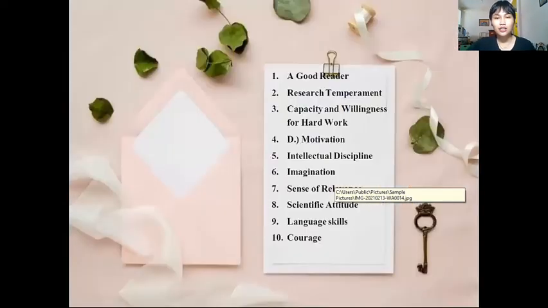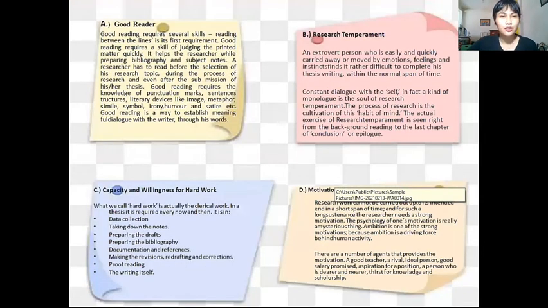Here are the points of qualities of good research. We have 10 points here, and I'll explain one by one. The first is good reader. Good reading requires several skills. Reading between the lines is the first requirement.